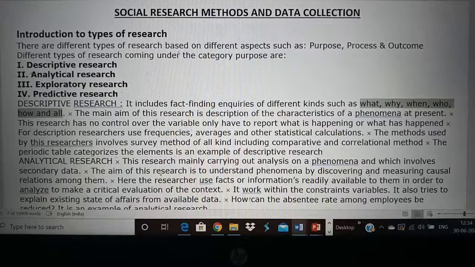For example, if you want to prevent diarrhea in children, then you will do research on why children get diarrhea, how to prevent the diarrhea, what are the methods of preventing diarrhea. So like that, every aspect of a particular topic, if you study, then it is descriptive research.